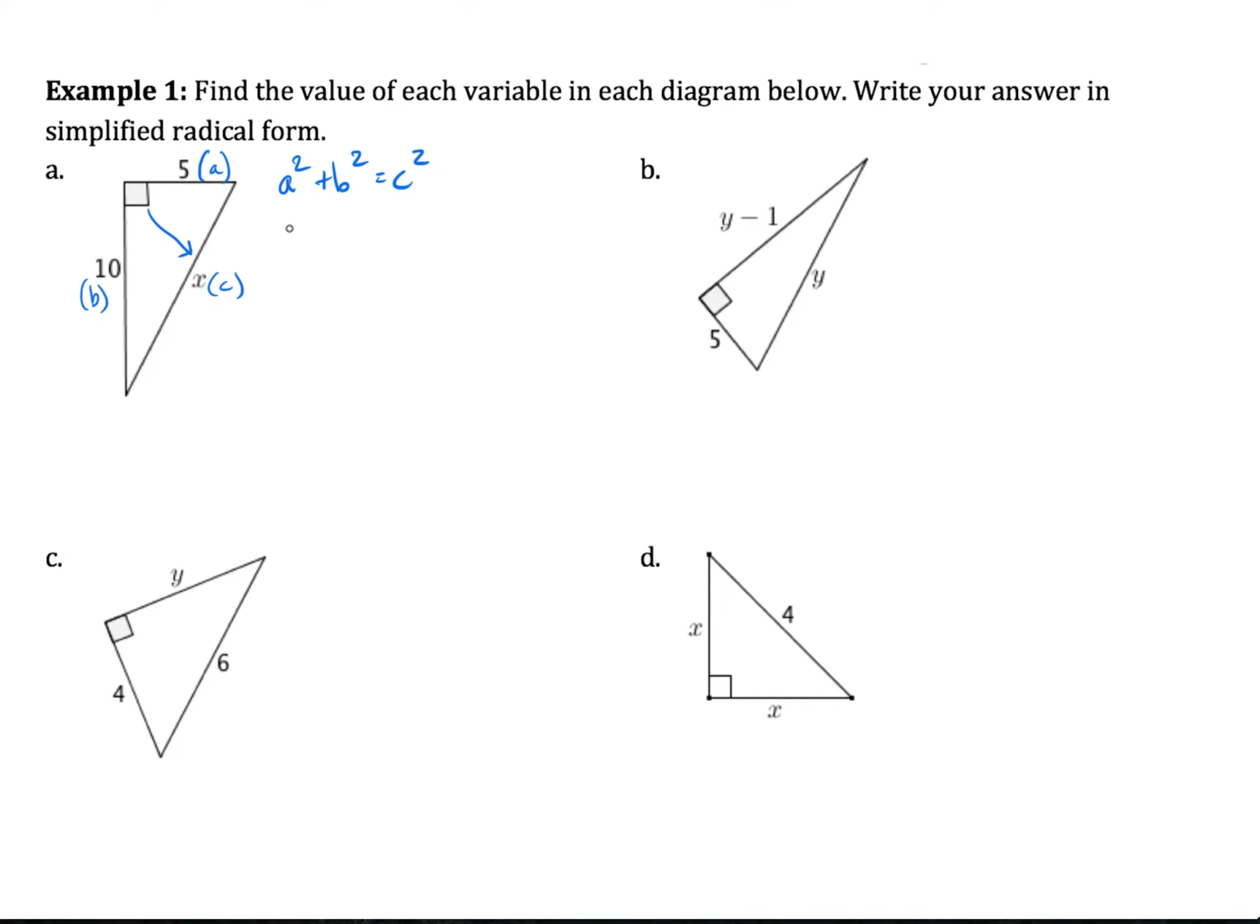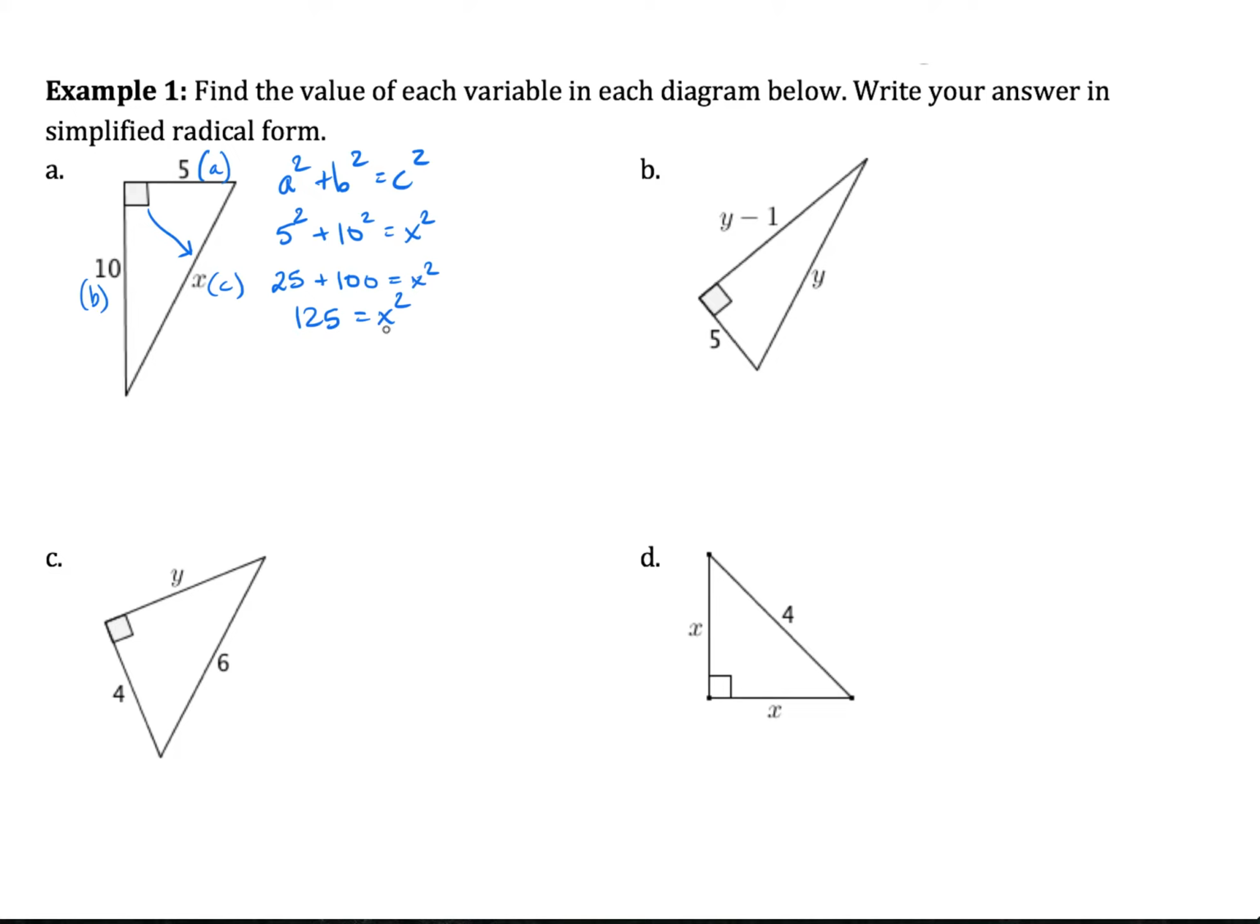So for A squared, I'm going to put 5 squared. For B squared, I'll put 10 squared. And for C squared, I'll put X squared. Now I want to try and figure out what X has to be equal to. So the first thing to do is simplify these things. 5 squared, it's not 5 times 2, remember, it's 5 times 5. So that'll be a 25. 10 squared is 10 times 10, so that'll be 100. And then I have an X squared over here. I can combine these two like terms and get 125 equals X squared.